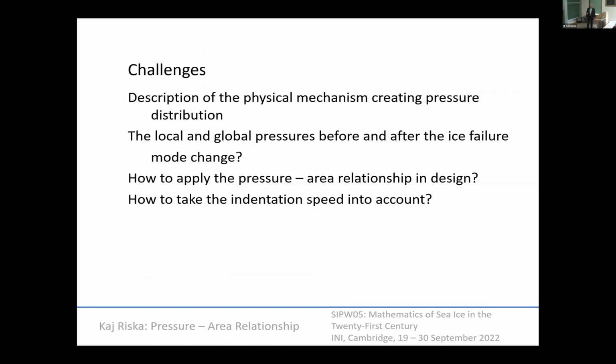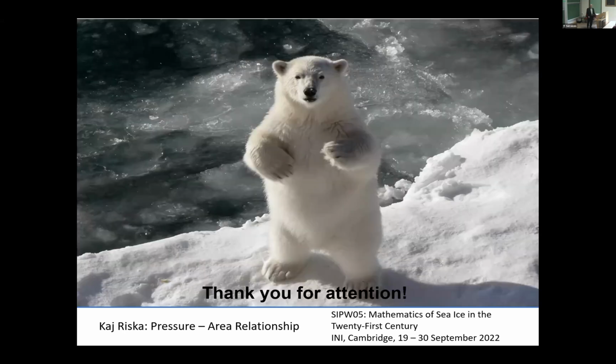Physical mechanism, the mode change is important, how to apply the pressure area relationship in design, and how to take the indentation speed into account. Those are the challenges that I see at the moment. Well, thank you.